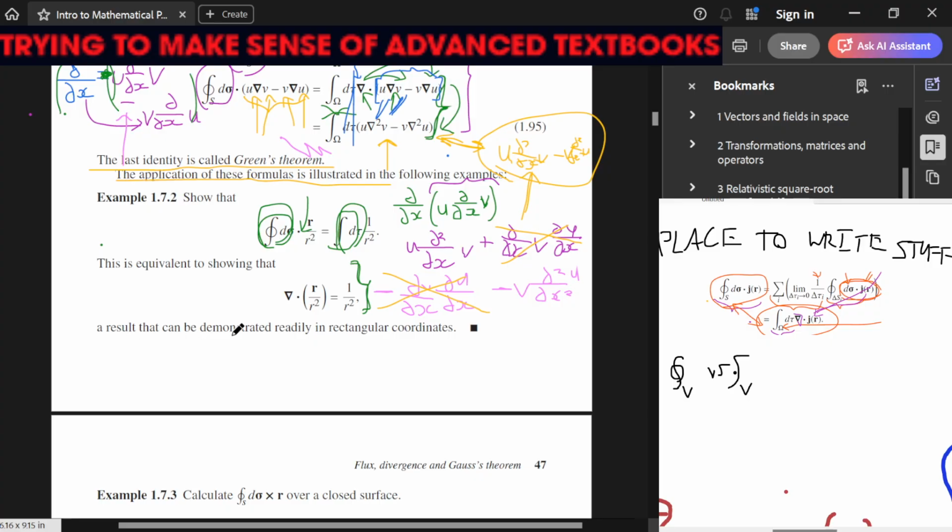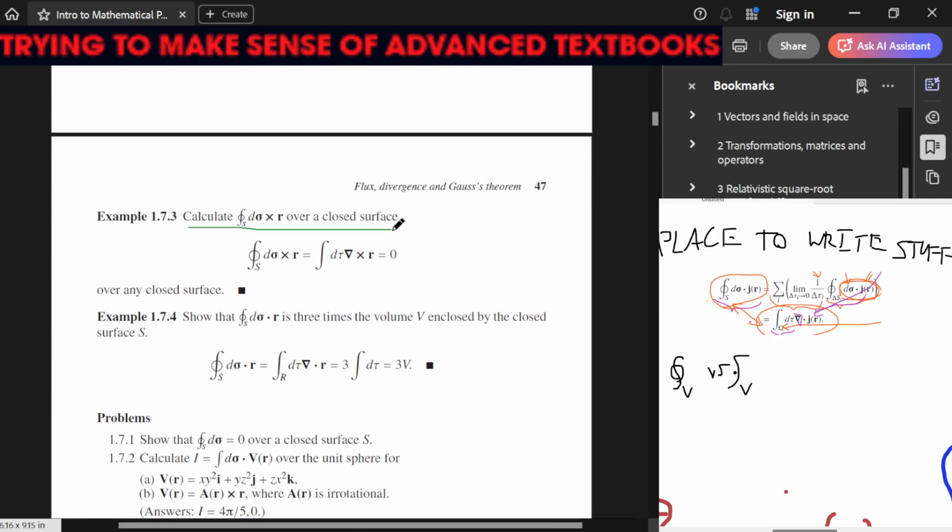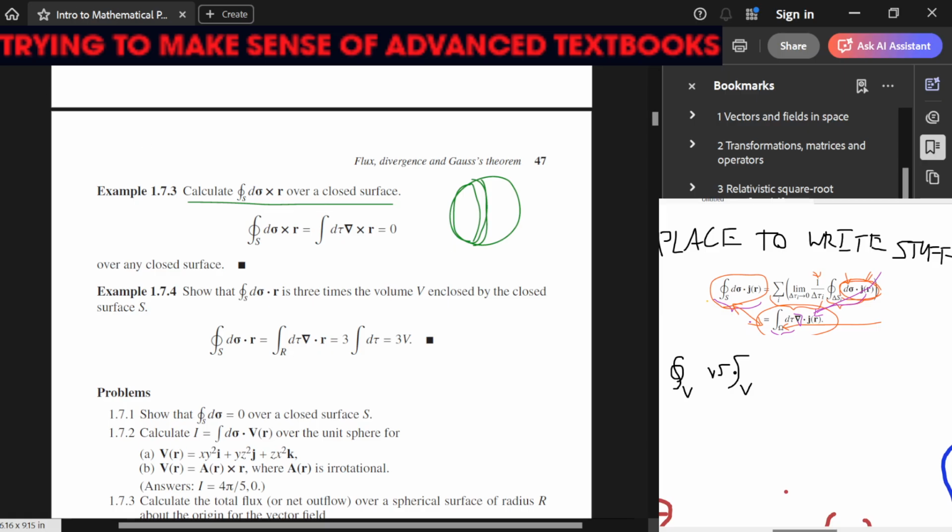A result that can be demonstrated readily in rectangular coordinates. Calculate this over a closed surface. We have a closed surface. My default closed surface is like a hemisphere, because if you want to do basic stuff, you can just use a flat surface. But if you ever need to go crazy mode, you can deal with the curved surface. Calculate this over a closed surface.